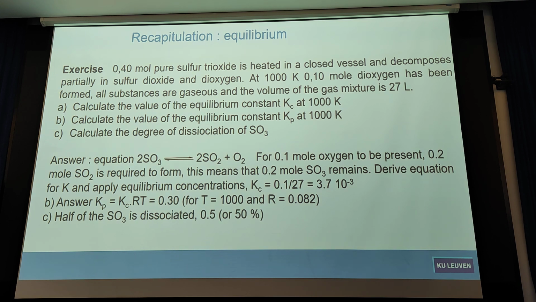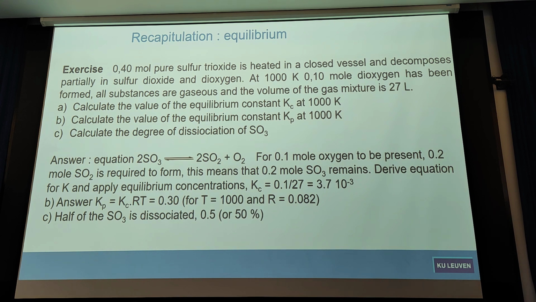To calculate the value of the equilibrium constant, Kc, at 1000 degrees Kelvin, not Celsius, sorry, Kelvin. To calculate the value of the equilibrium constant Kp at 1000 Kelvin, should be easy, just conversion. And to calculate the degree of dissociation of SO3, alpha, you could say, from the K.